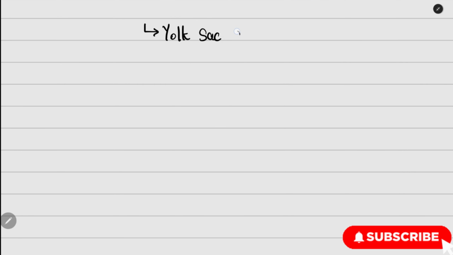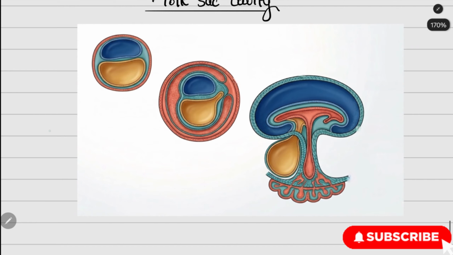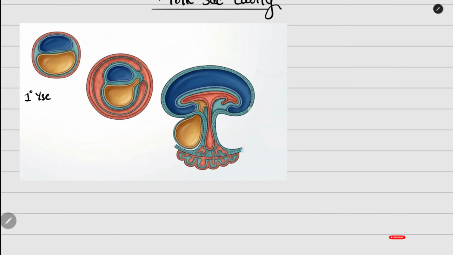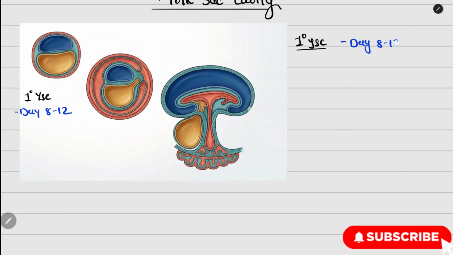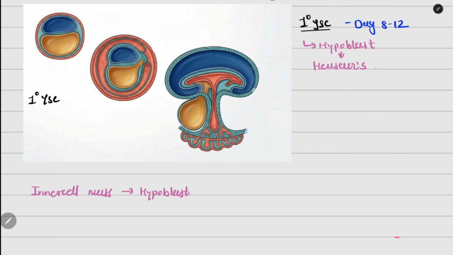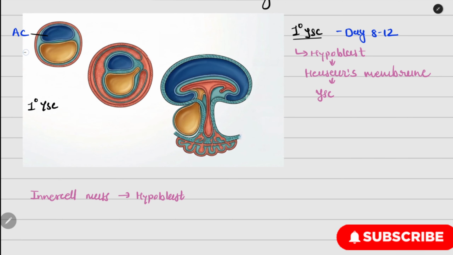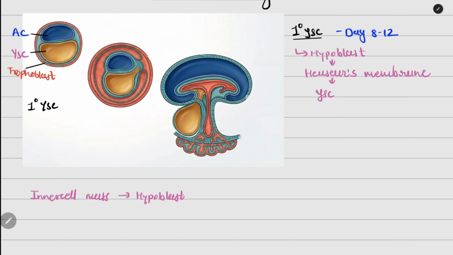Now we will see the yolk sac cavity. We have primary, secondary, and tertiary yolk sac cavity. A primary yolk sac cavity can be seen from day 8 to day 12, meaning week 2. Now we know that the inner cell mass will form hypoblast, and the hypoblast will make Heuser's membrane, and it will form the primary yolk sac cavity, as we can see here. Now what is this cavity? Amniotic cavity and yolk sac cavity surrounded by trophoblast.